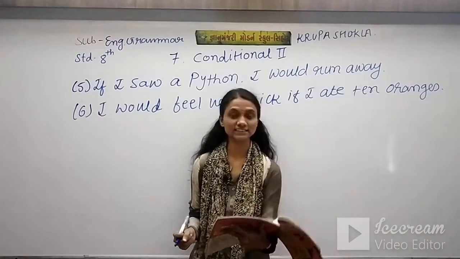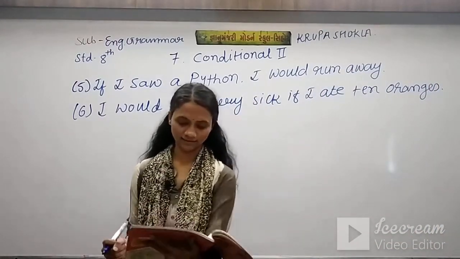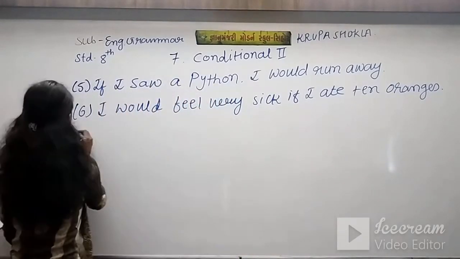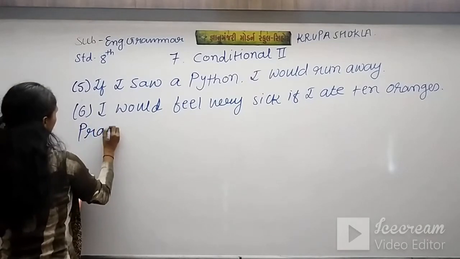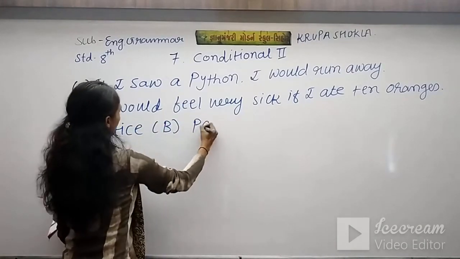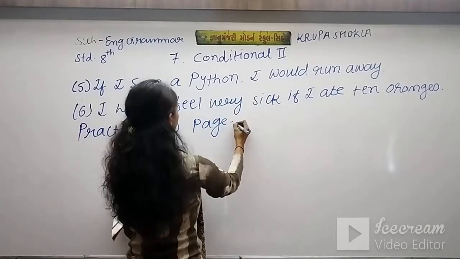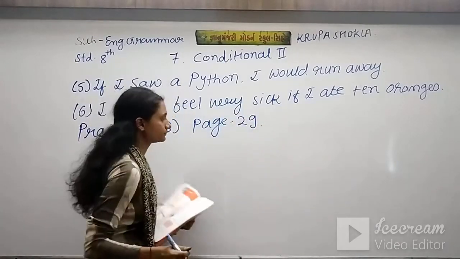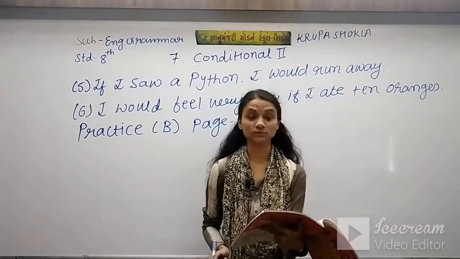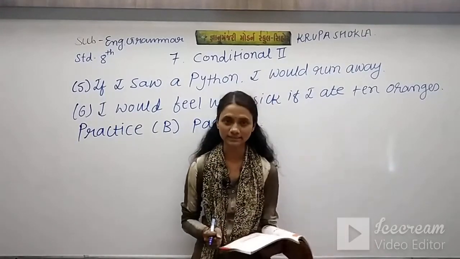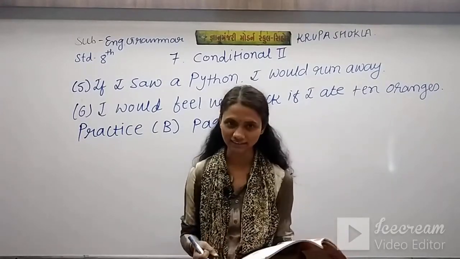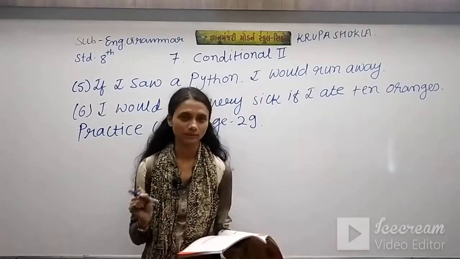Okay, so this is practice exercise A. Now we'll go for practice exercise B, page number 29. Complete the following sentences. Okay, students, half of the part of the if sentences are given here, and what we have to do is complete this sentence using our own imagination.